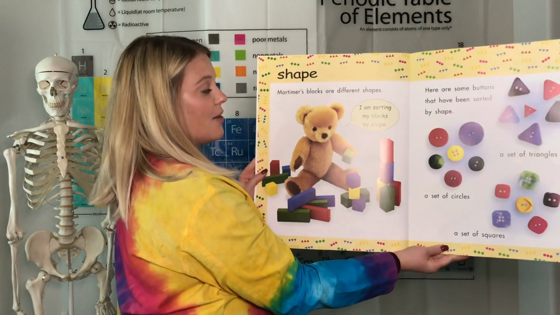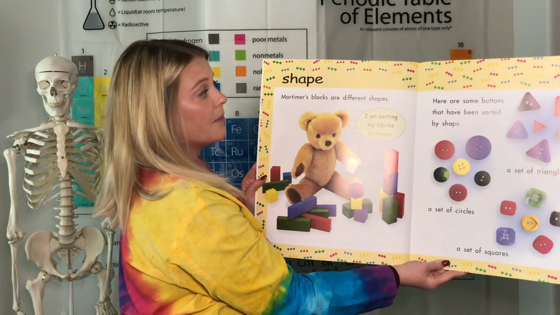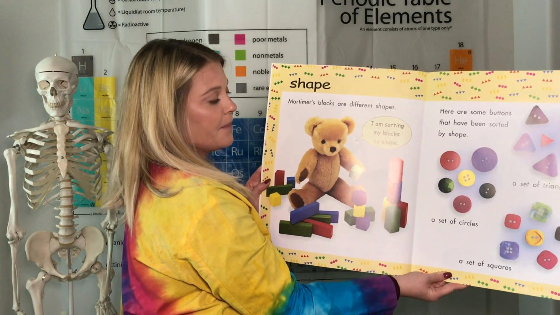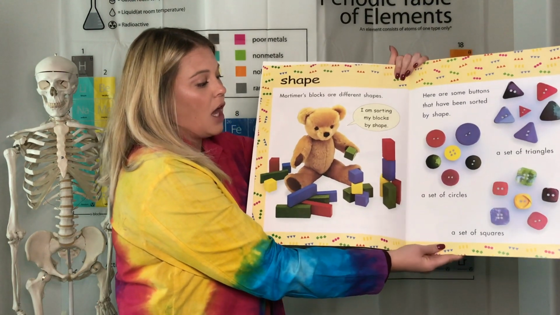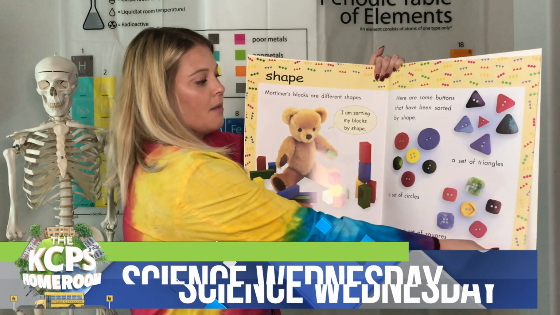Mortimer's blocks are different shapes. I'm sorting my blocks by shape. Here are some buttons that have been sorted by shape. A set of triangles, a set of circles, a set of squares. So see how they're grouped by similar shape?